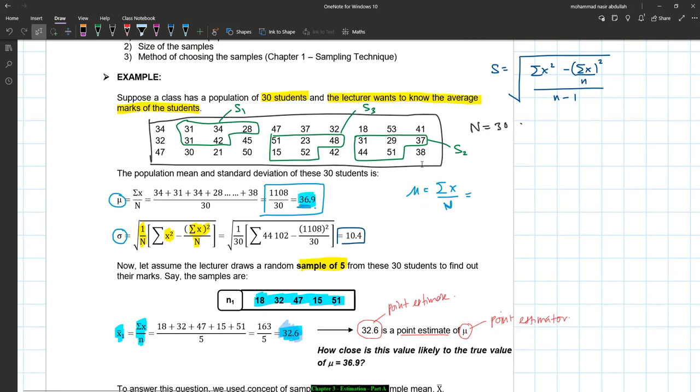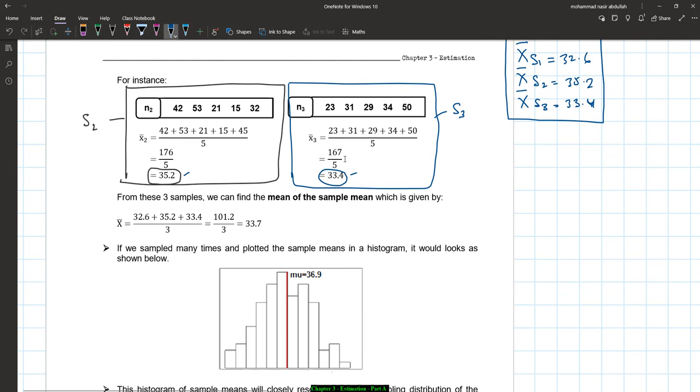In this example, you can see the flow from beginning to end. You already know the population mean. To calculate the mean of the sample, we are using the same method, which is x bar equal to the summation of x bar divided by n. This is the mean of the sample mean. Let's say we put x bar bar, which represents the summation of x bar divided by the number of x bar.